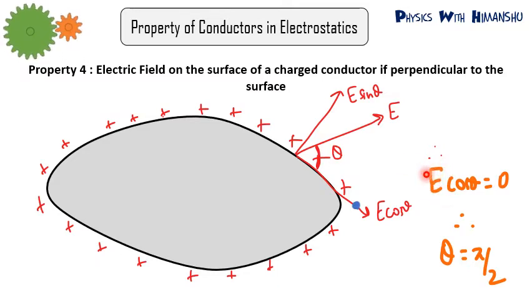Why can E not be 0? Because there is charge on the conductor, so there will be an electric field. So only cos theta can be equal to 0. So theta will be equal to pi by 2. So always remember, for a charged conductor, the electric field at every point is perpendicular to the surface. So you have to remember all 4 properties.